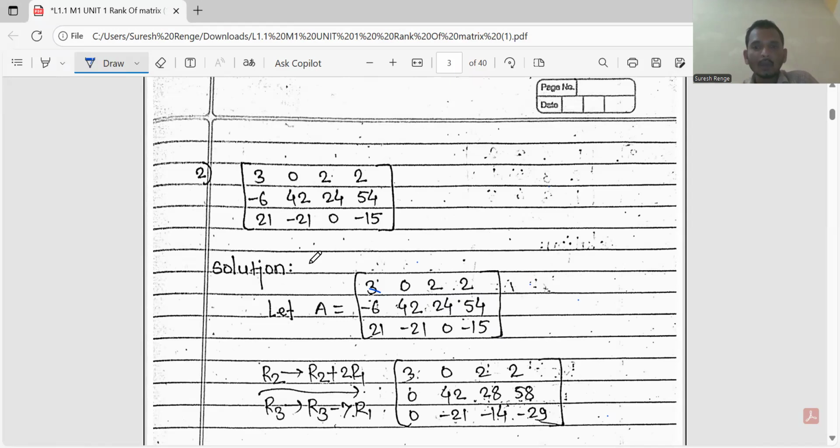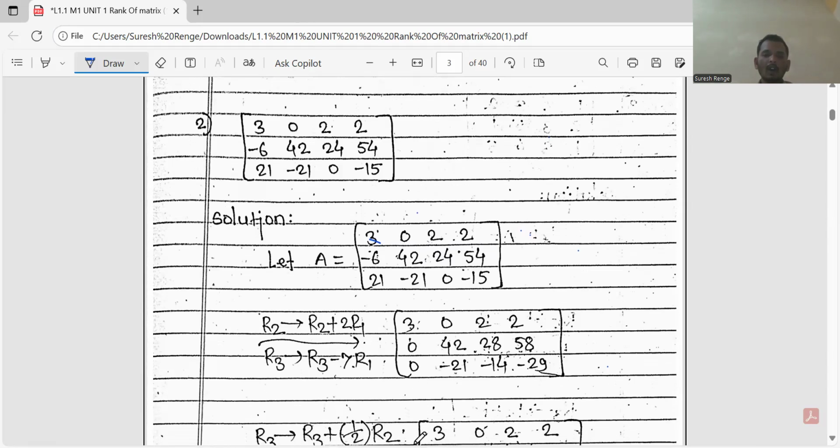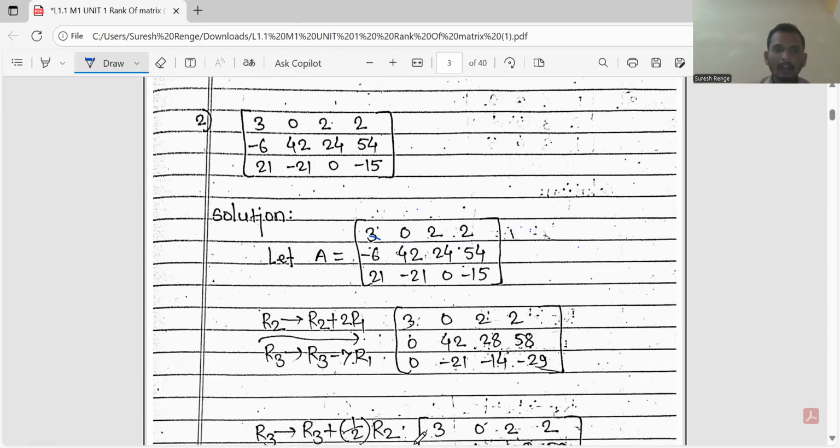Okay, let us solve. Let A be equal to this matrix. Whatever matrix is given, we write that matrix with the name A. Now we want to do these operations. Now let us observe row number 1. What is the leading element in row number 1? The leading element in row number 1 is 3. Now if you want to convert the matrix into echelon form, whatever the leading element is, the first non-zero element, the elements below it must be made 0.